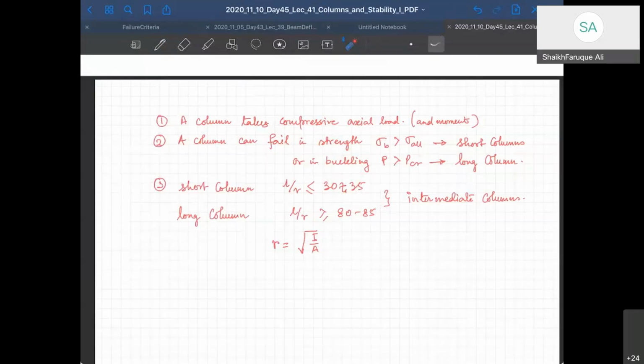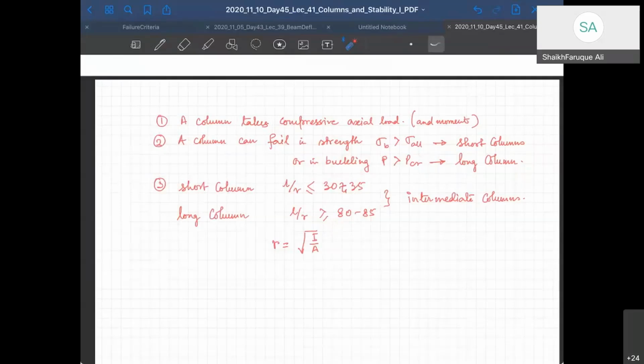The idea here is this gives you some direction for starting the design. So these values are not concrete, they are not fixed values. They can vary with material, definitely they will vary with material. Therefore you have to be careful with it. You take these values with a pinch of salt. These are rough ideas that if your L by R ratio is greater than 80 or 85, you start your design from the buckling point of view.